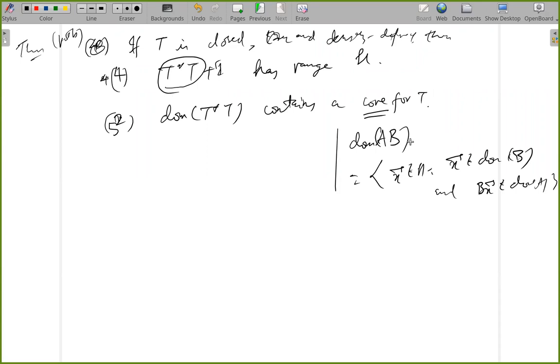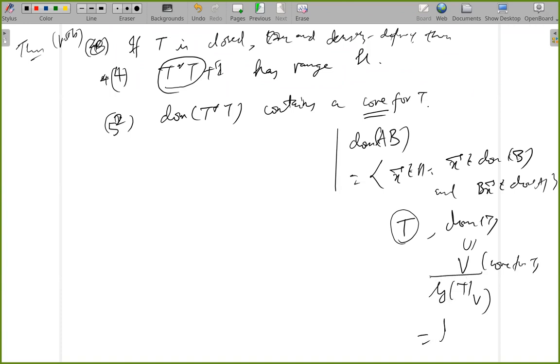So first of all, BX has to make sense. Then after you define BX, A of BX has to make sense. So X belongs to the domain of B and B of X belongs to the domain of A. So that's how the domain of AB is defined. And core just means that if you give me some unbounded operator T, and then you have a corresponding domain of T, then a core for T is a subspace of the domain of T. So let's call this V. This is a core for T if the closure of the graph of T restricted to V is the same as the closure of the graph of T.